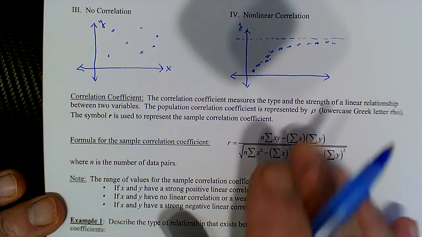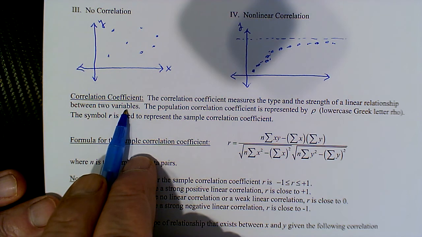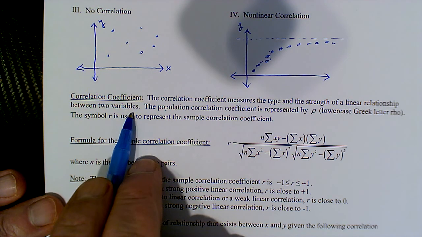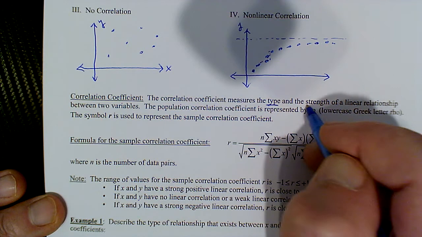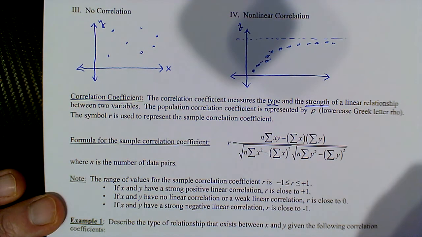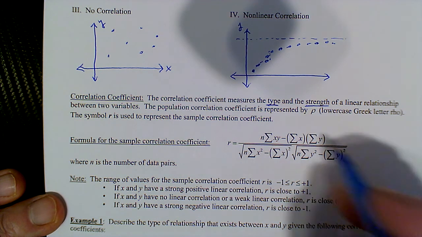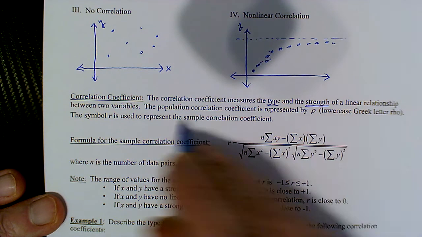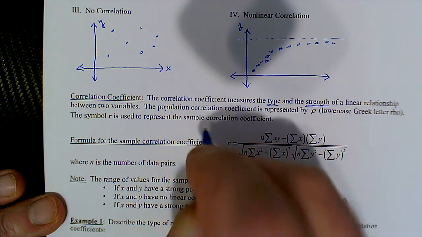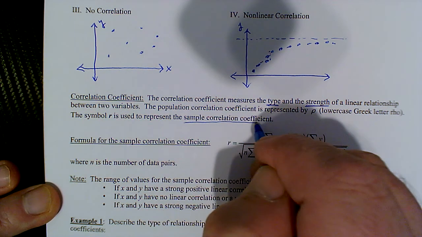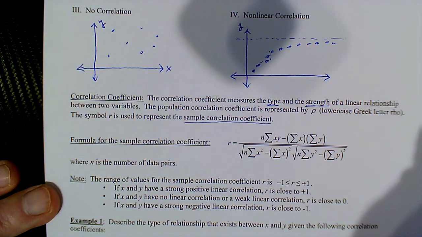What determines if there's a correlation is what we call the correlation coefficient. And it measures both the type of correlation, positive or negative, and the strength, if it's a strong correlation or a weak correlation, or there's no correlation. And for the correlation coefficient, for the population we use this Greek letter rho, but we use R for the sample correlation coefficient, and that's what we want to be able to calculate.